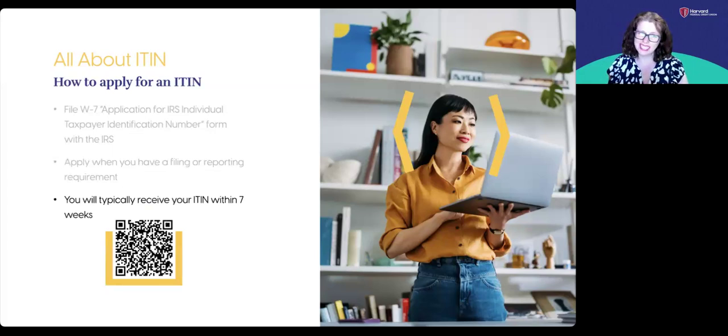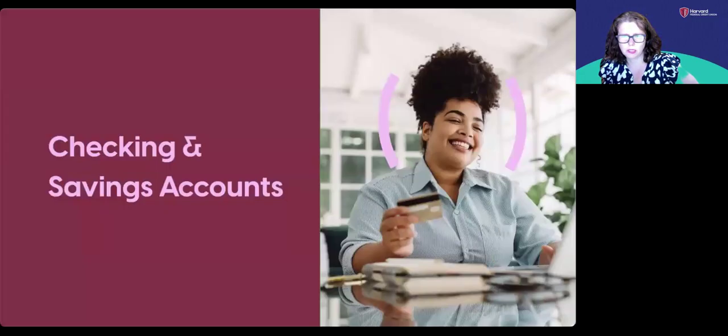And you will normally get your ITIN within 7 weeks. However, we have seen some delays with the federal government over certain things. So again, I suggest that you file sooner rather than later. You will normally get it in the form of a letter. And you can call the IRS to check on the status of your application if you do not get your ITIN 7 weeks after submitting your application. You can use the QR code on the screen to go directly to that page or the link in the chat, whichever is easier for you. And again, you will get these slides sent to you just from having registered for this webinar.